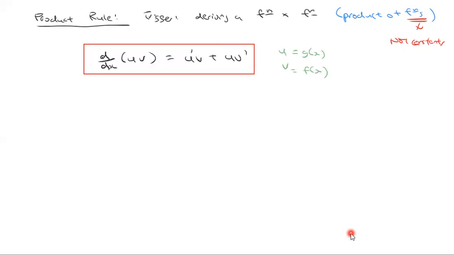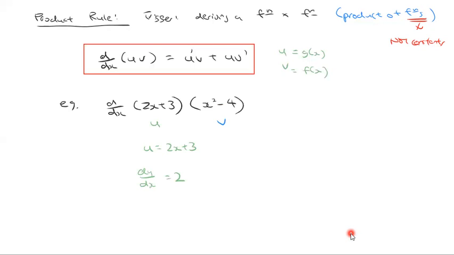So, as an example, let's say I wanted to derive 2x plus 3 times x squared minus 4. Now, of course, we could expand and then derive that way, and we can do that. But if we didn't want to, we could potentially treat this as u, treat this as v. So you might write out u equals 2x plus 3, and that means du/dx is 2. You might write out v equals x squared minus 4. So that means dv/dx is 2x.